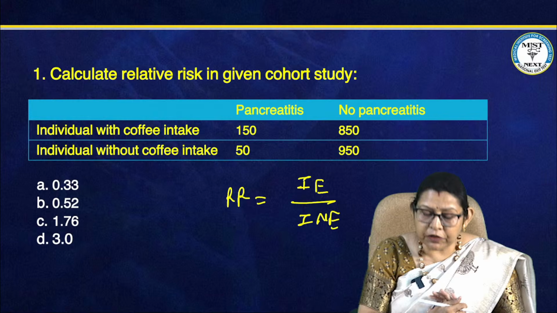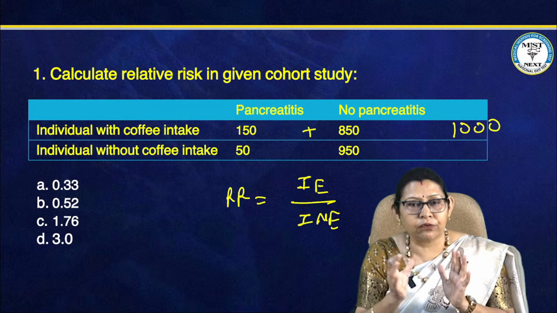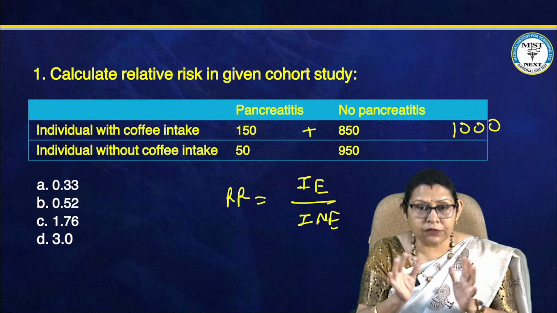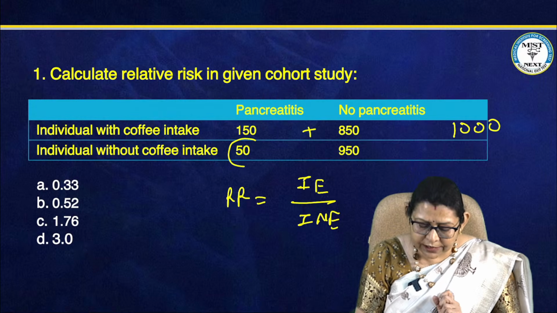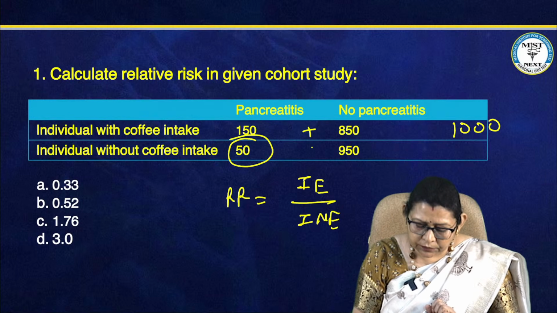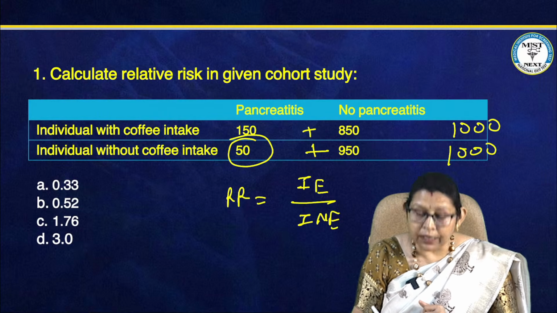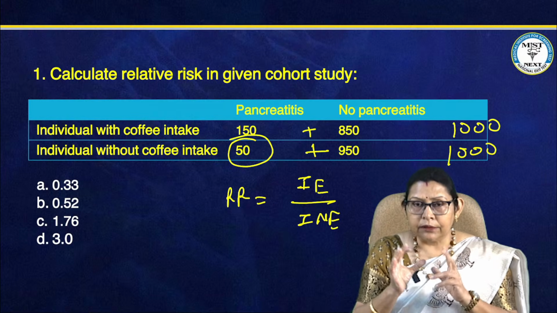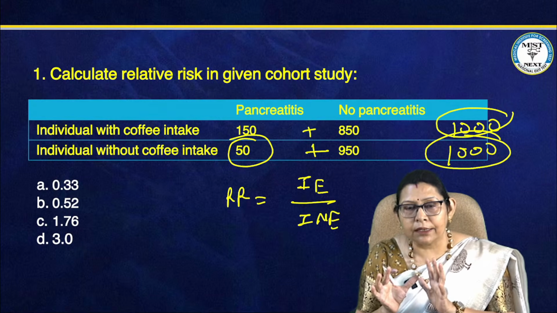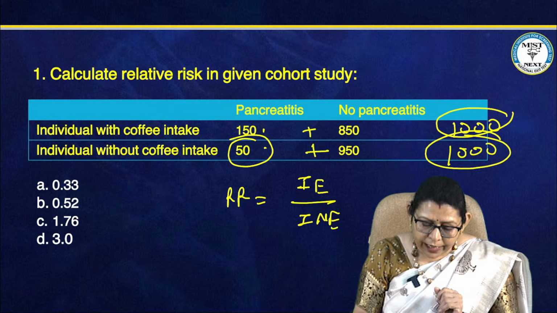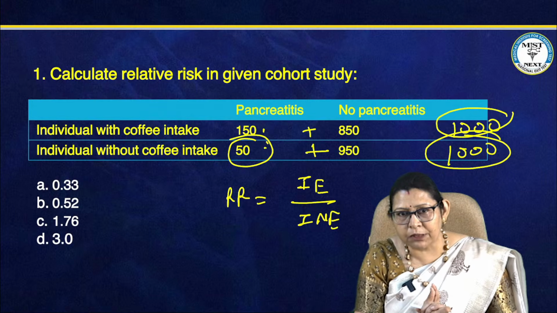Now how many are the total individuals who are exposed? 150 plus 850, that is 1000 are the total individuals, and out of the 1000, 150 are developing pancreatitis. This is the incidence in exposed, that is 150 per 1000, and incidence in non-exposed is 50 per 1000, pancreatitis, and 850 is not having pancreatitis. So again, out of the total 1000, we are having the 50. Now here, straightforward, as the total number in exposed and non-exposed are the same, directly we can take the proportion 150 by 50, means 3 times more possibility of pancreatitis in the coffee intake.